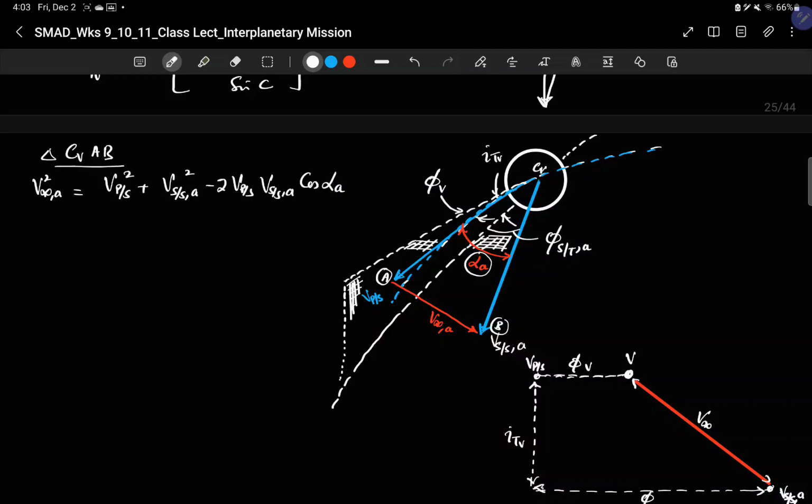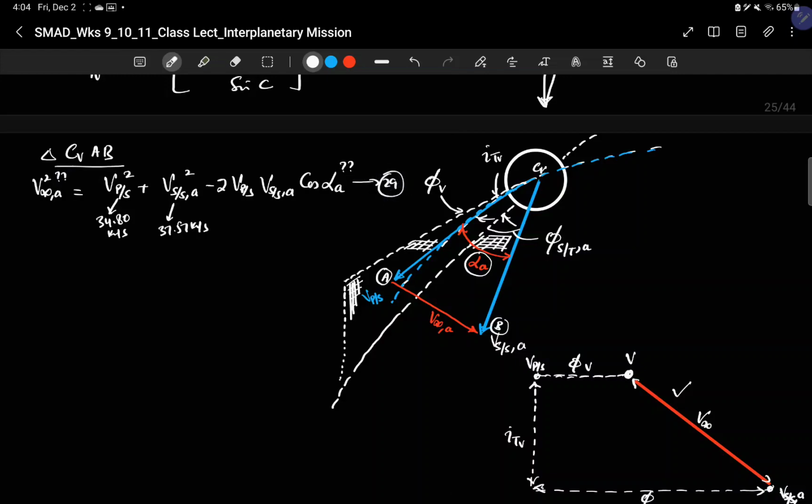Now, to get the angle alpha A, this triangle was used last time. We don't know this value, but we do know VPS, the velocity of the planet with respect to the sun, which we calculated in the beginning in step number 1 during the planetary calculations. At that time we calculated it to be 34.80 kilometers per second. The velocity of the spacecraft with respect to the sun at arrival, which we did last time, was 37.57 kilometers per second. What we don't know is the angle, so we don't know this alpha as well.